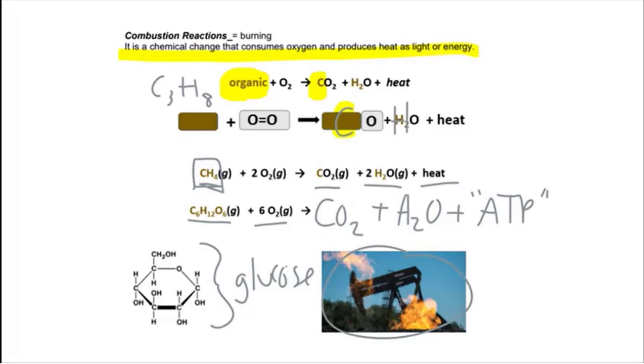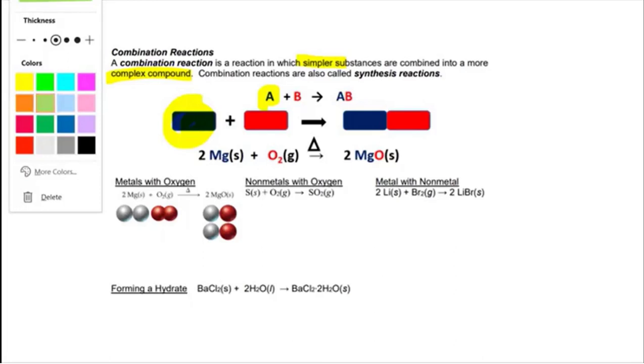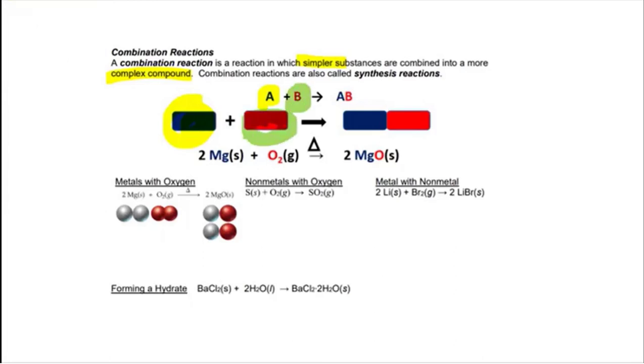Here's another, here's fuel, combustion. Here is our combination reaction, a reaction in which simpler substances are combined into a more complex compound. So we're going from simple, so individual. Here I've got A plus B to give, so I've got my blue and my red, and it combines to form a compound with blue and red. Here I've got magnesium plus oxygen. With some heat, it's going to create magnesium oxide.